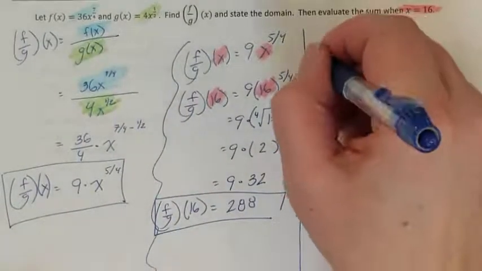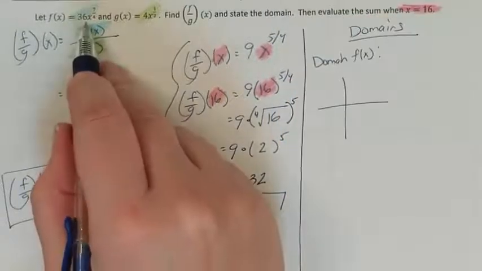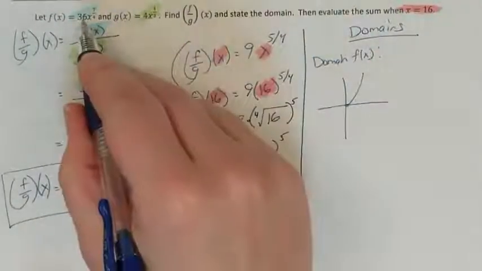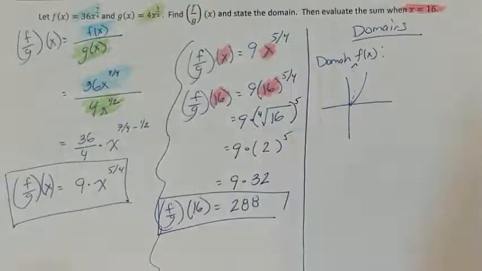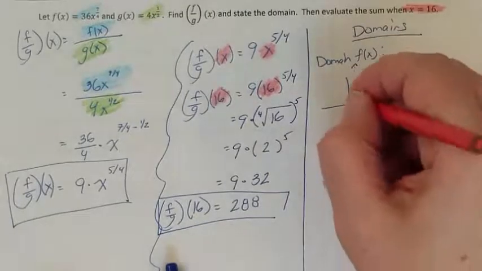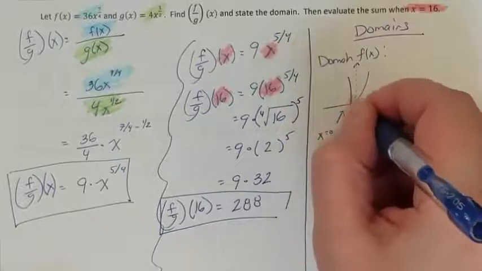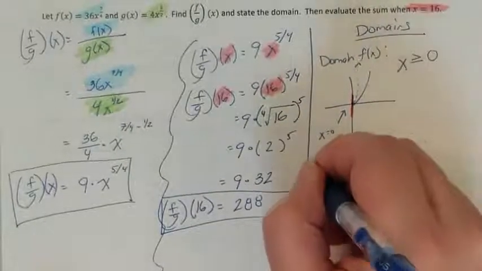Now let's look at the domains. I need the domain of f of x. The parent function is x to the 7/4, which looks something like this. It's vertically stretched by 36, which means it's even taller. The last left point ever used is still the same 0 point, and I see it still goes all the way to the right, which means my domain is x is greater than or equal to 0.